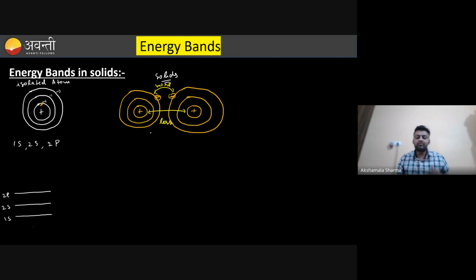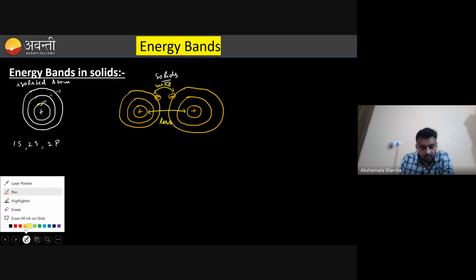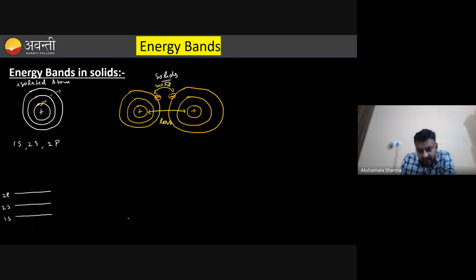The energy of the electrons varies. So for which electron will the energy vary more? The higher the electron, the more the variation in the energy. Now, for 1s, for an isolated atom, there was only a fixed value. Now here, the value will not be fixed. It will vary. It may increase or decrease.